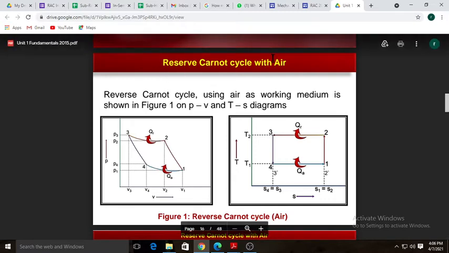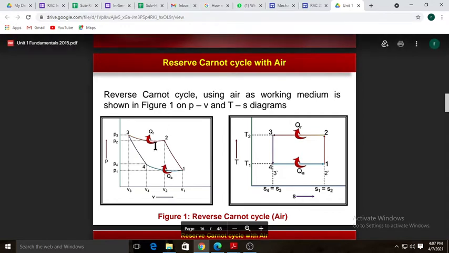Listen to me carefully: the Carnot cycle is an ideal cycle which is not possible in actual practice, because heat addition and heat rejection at constant temperature is a quasi-static process and this process cannot be achieved in actual practice. The efficiency of the Carnot cycle is the maximum efficiency.